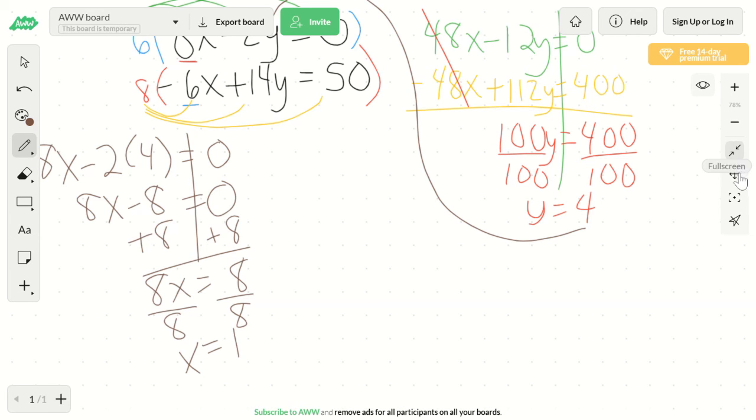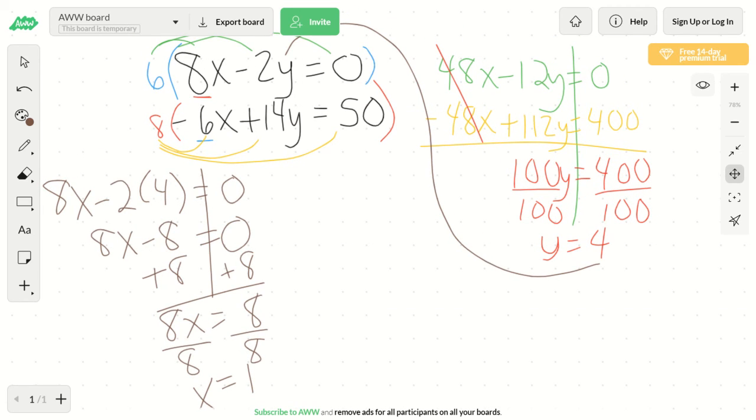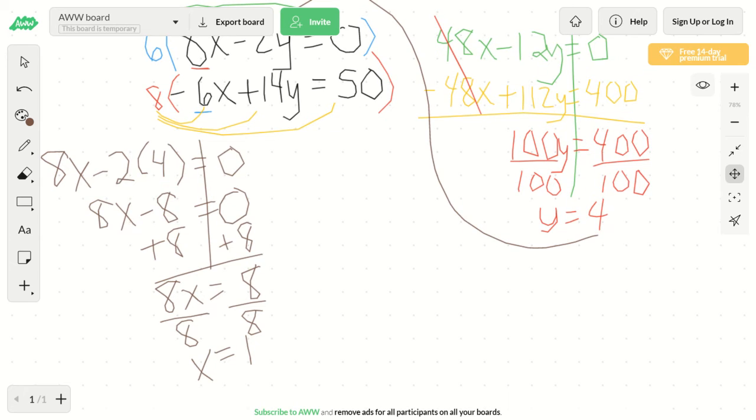So that should work in both equations, right? 8 times 1 minus 2 times 4 is 0. Negative 6 times 1 is negative 6 plus 14 times 4, which is 54? No, 56. 56, yep. So that should work. So it should be 1, 4.